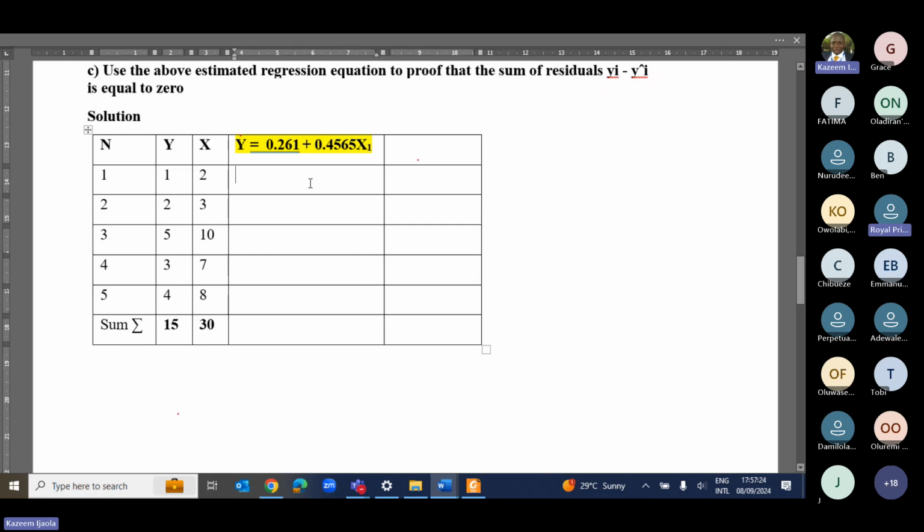So the first one is 0.261. Is that all they are asking in that C part? Yes, now. Let's do it. 0.261 plus 0.4565 times 2. So this one will be 1.174. This one is 0.261 plus 0.4565 times 3. So the second one is 1.6305.